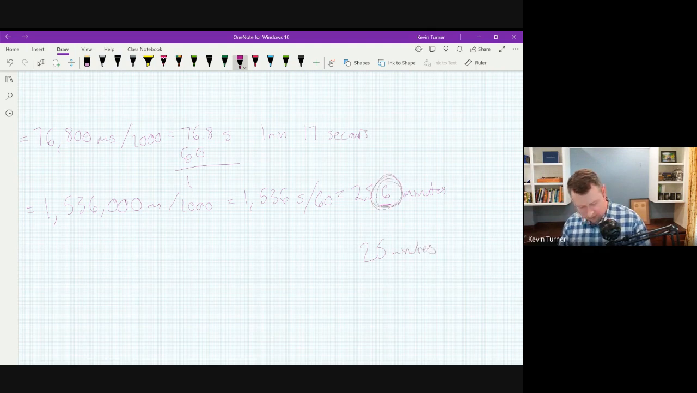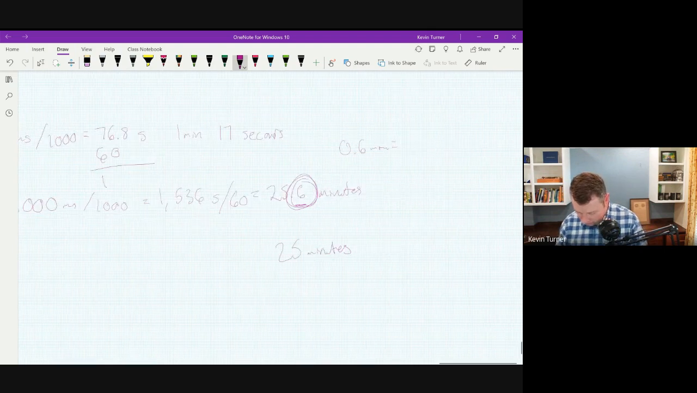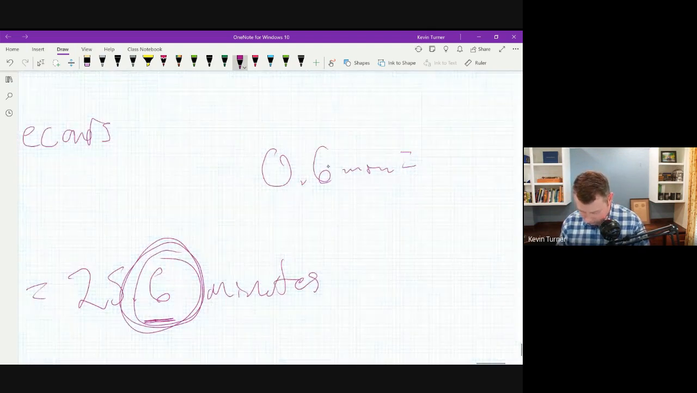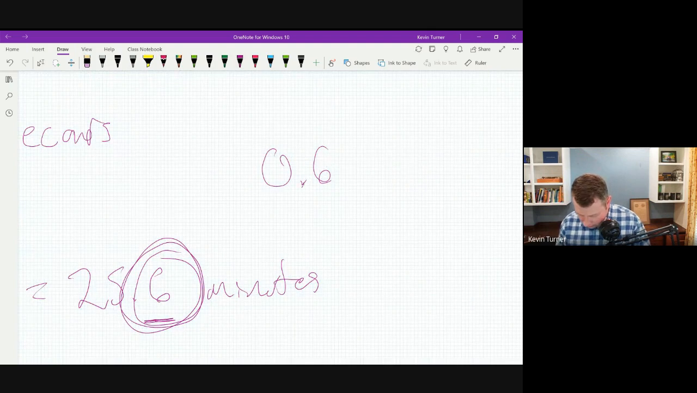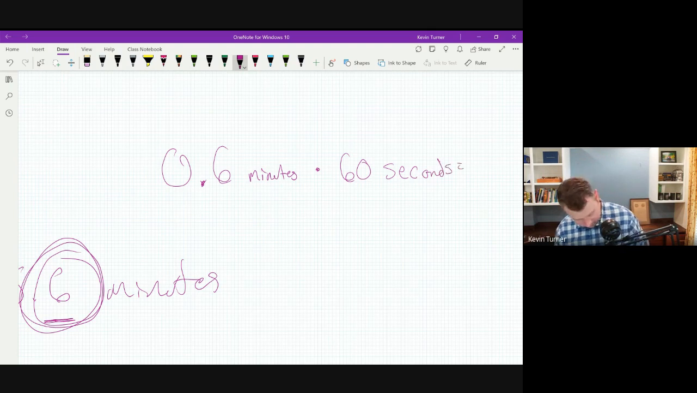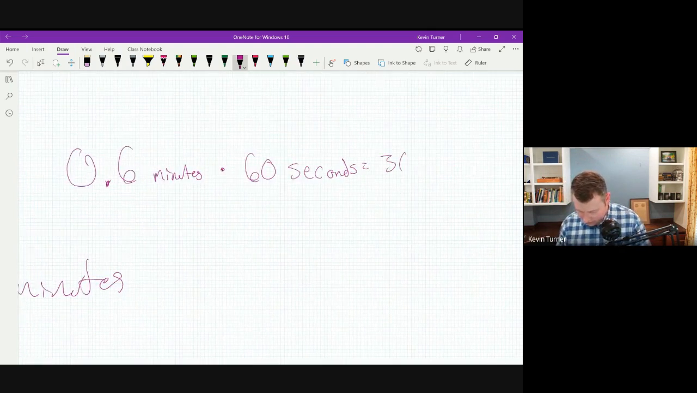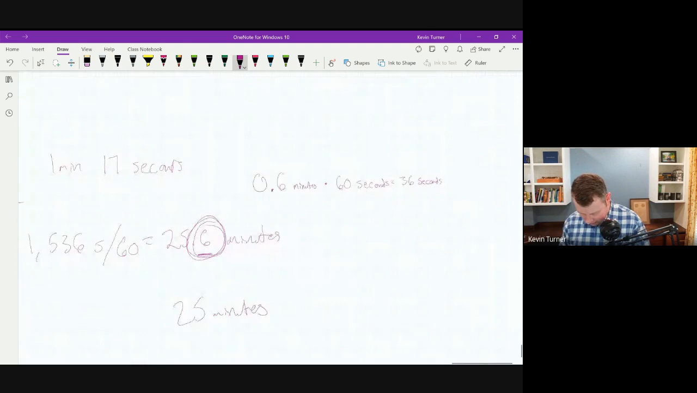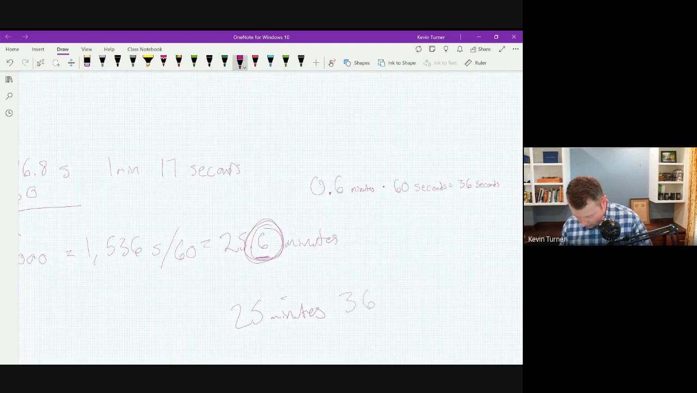this 0.6, we take 0.6 times 60 seconds. 0.6 minutes times 60 seconds. This gives us 36 seconds. So this answer is 25 minutes and 36 seconds.